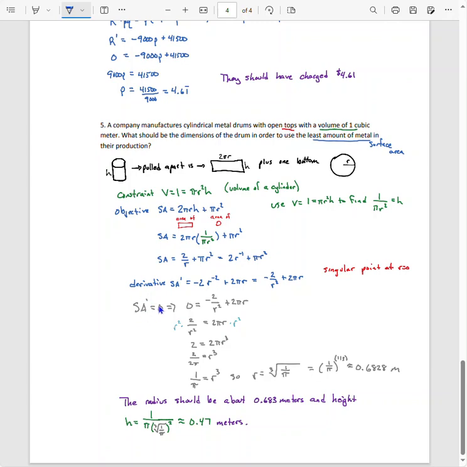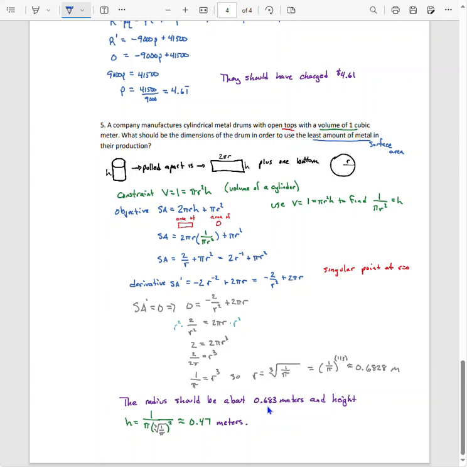So the derivative of the surface area is 0 when 0 is equal to negative 2 over r squared plus 2 pi r. I'll add 2 over r squared to both sides, and then I'm going to multiply both sides by r squared to cancel my denominator. On the left, I'll have 2. On the right, I'll have 2 pi r cubed. When I divide both sides by 2 pi, I'll have 2 over 2 pi, which is 1 over pi equals r cubed. We'll take the cube root, and that's about 0.6828 meters.